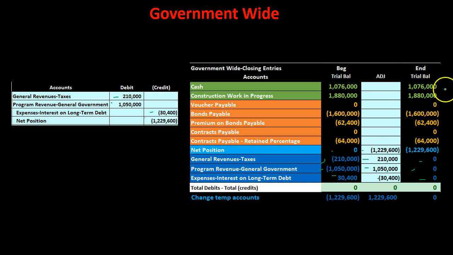Our post-closing trial balance then has the asset accounts and the liabilities, and the assets minus the liabilities would equal what would be similar to the equity position, here the net position account. And nothing else, all the temporary accounts then gone, those being similar to the income statement accounts.